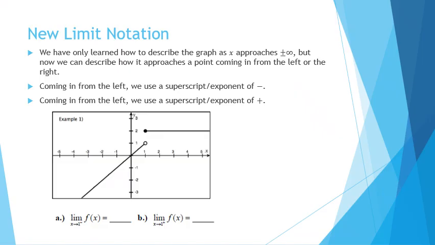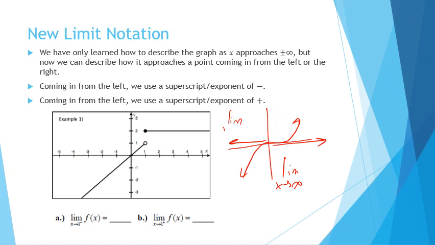All right, so now we're also going to get into new limit notation. So we've only learned so far how to describe a graph if your x values go to the right forever, or if your x values go to the left forever, right? We've only done the limit as x approaches positive infinity or the limit as x approaches negative infinity. We haven't done the limit as x approaches a certain number, but now we're going to do that. And so let's take a look at example 1.